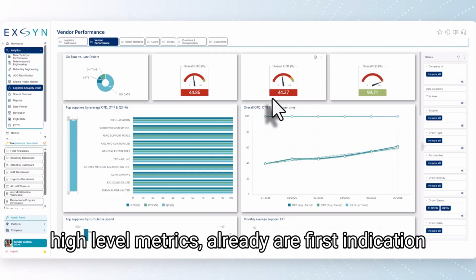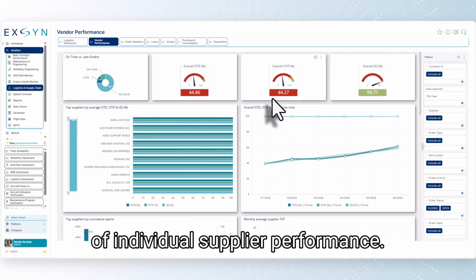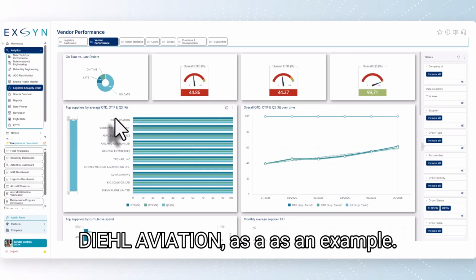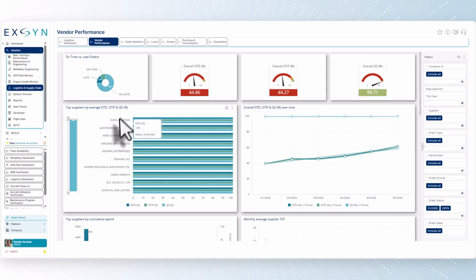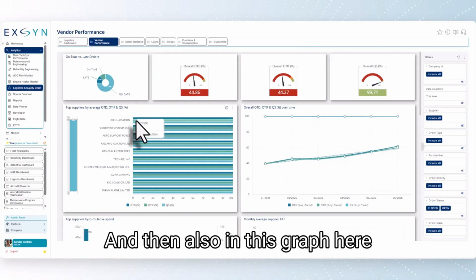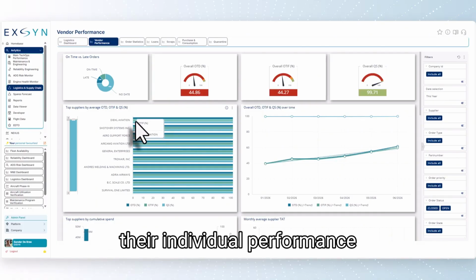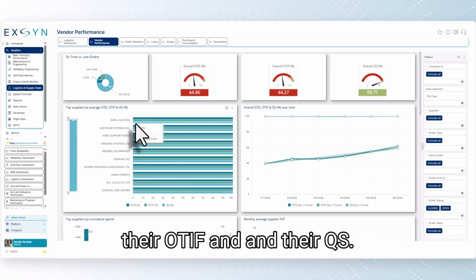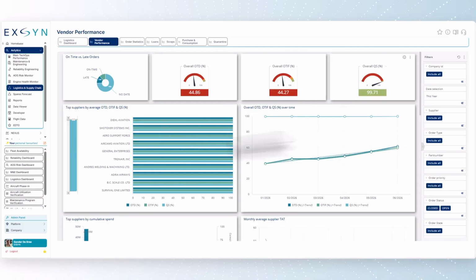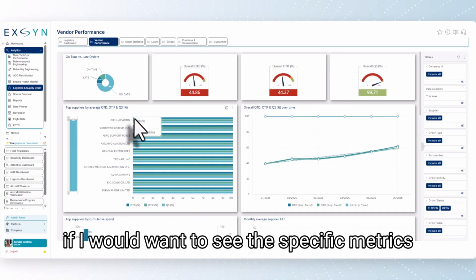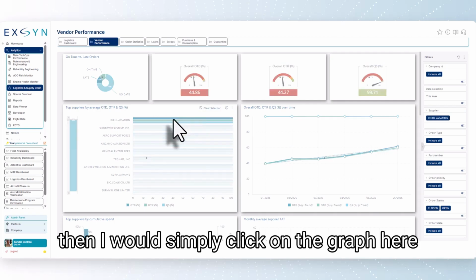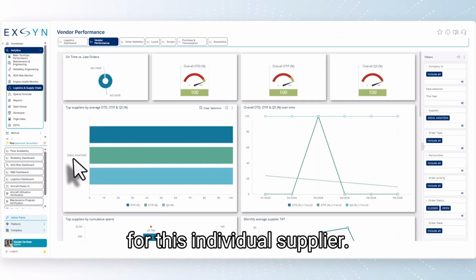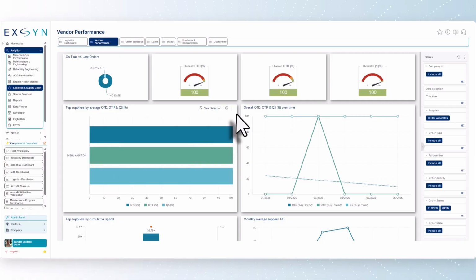And those high-level metrics already are a first indication of individual supplier performance. So we see here, for instance, Deal Aviation as an example, and then also in this graph here, their individual performance on each of those three metrics, on their OTD, their OTIF, and their QS. And of course, if I would want to see the specific metrics related to that, then I would simply click on the graph here, and then all metrics are automatically filtered for this individual supplier.